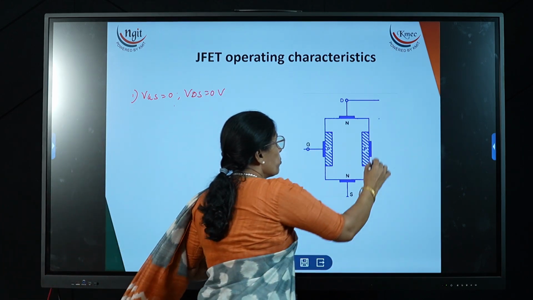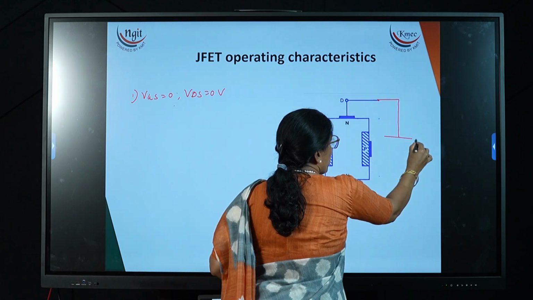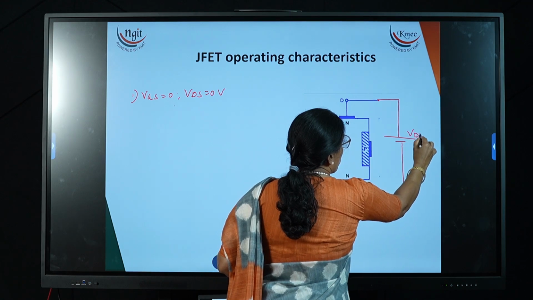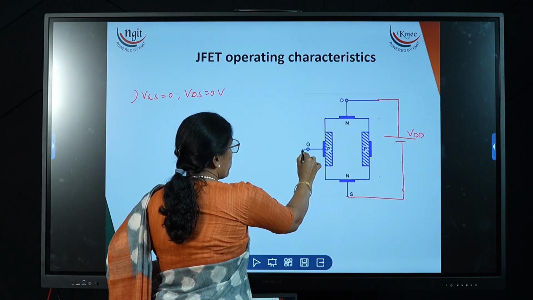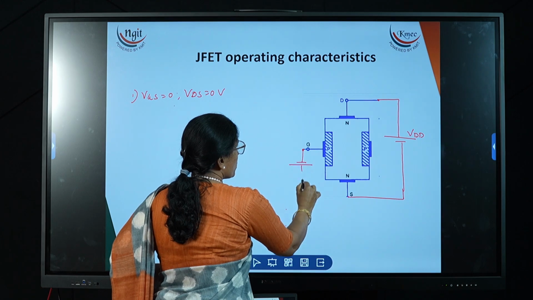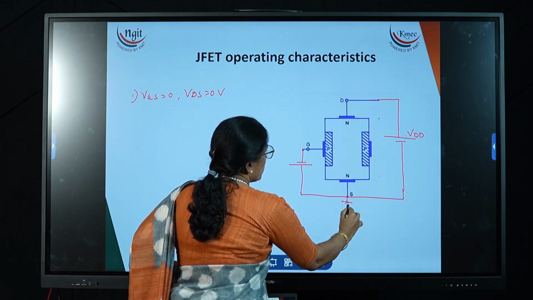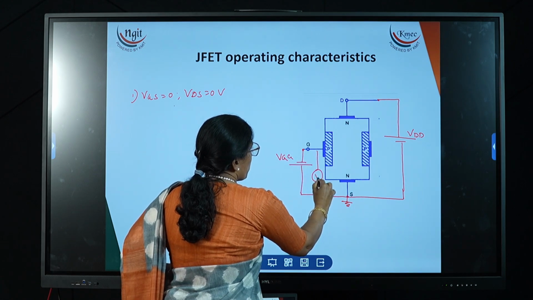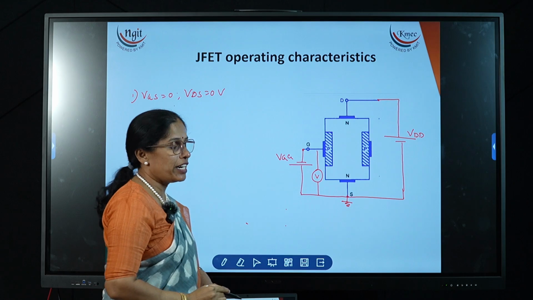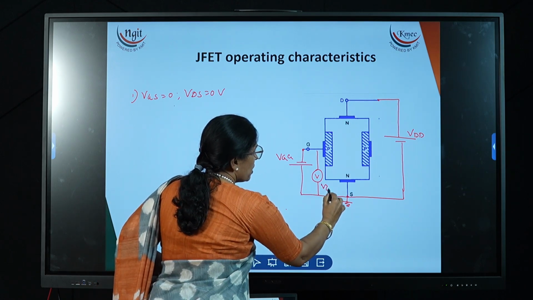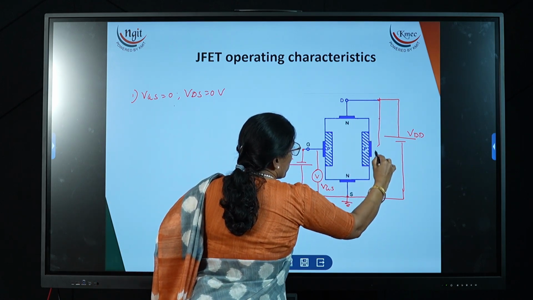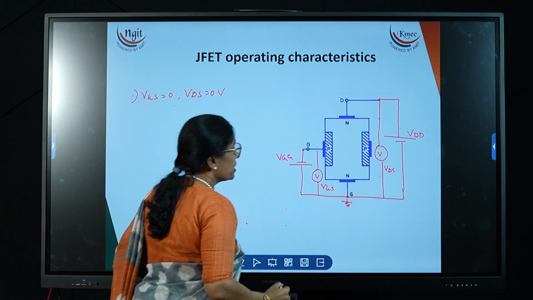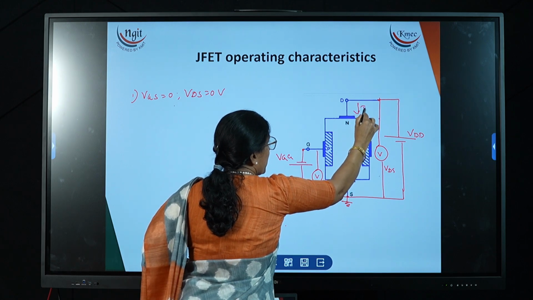So no current. Now on the output side, because this is an N channel, we have to give the positive plate to the drain and the negative plate to the source, and here we need to apply the negative voltage. Now this is the VGG, and the voltage between the gate and the source is VGS, and the voltage between the drain and the source is VDS. Now the current flowing in this channel is the ID current.